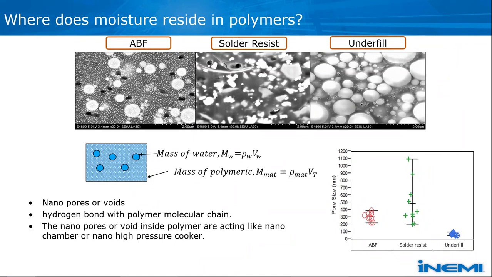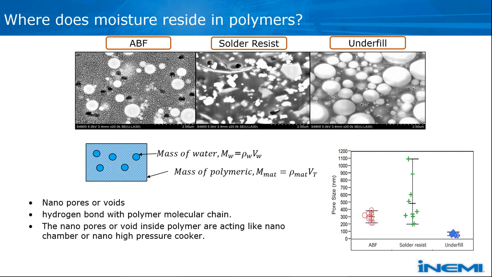Most of the absorbed moisture will condense into liquid and end up in these voids. And moisture that ends up in these voids is usually referred to as free moisture or unbound moisture. Now, there also will be some moisture that ends up forming weak hydrogen bonds with the polymer's molecular chain, and this is known as bound moisture.